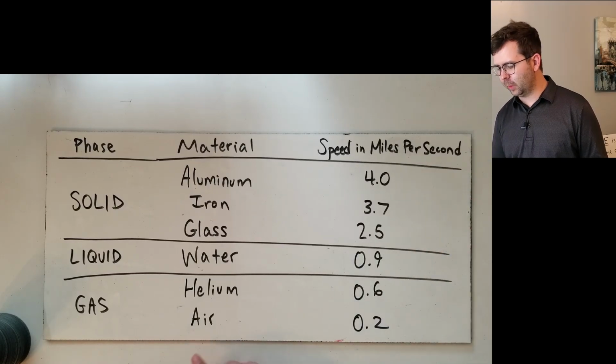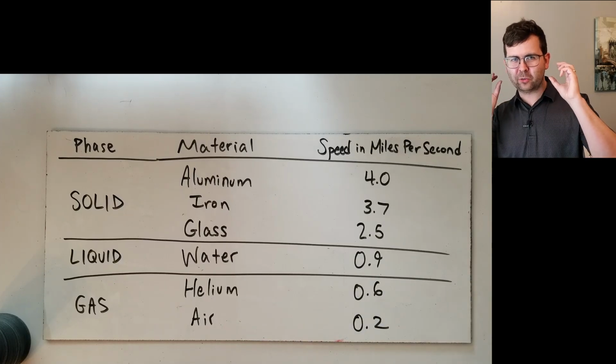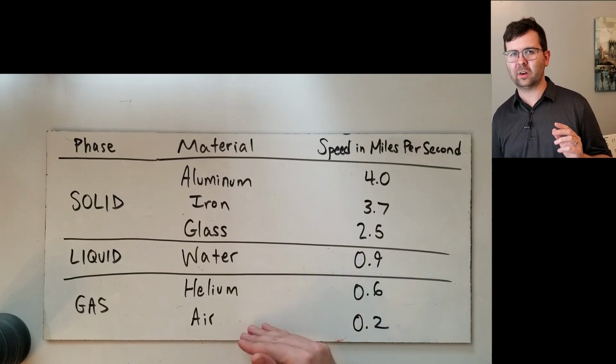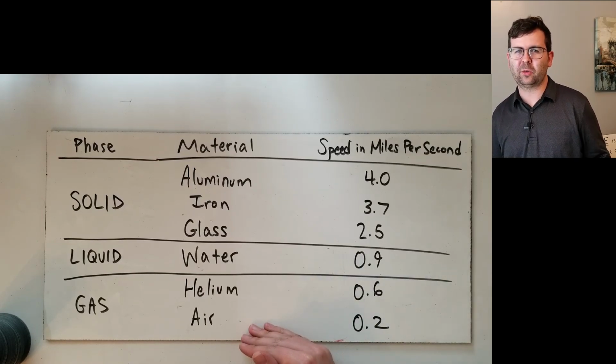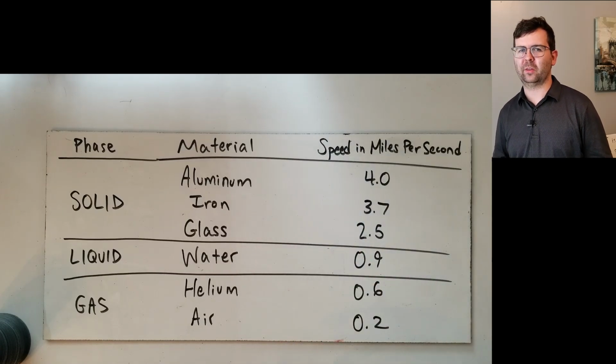Our ears, though, are built to hear sound in the air. Our ears have little air pressure sensitive detectors, and so we hear sound waves in the air the best because that's what we're made for. But sound does travel faster through solids and liquids.